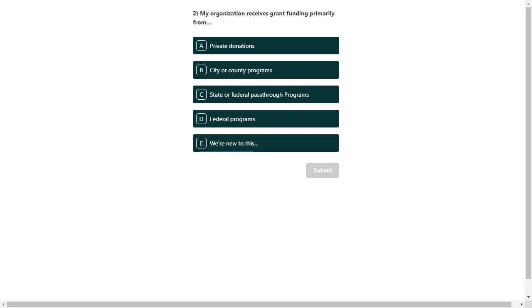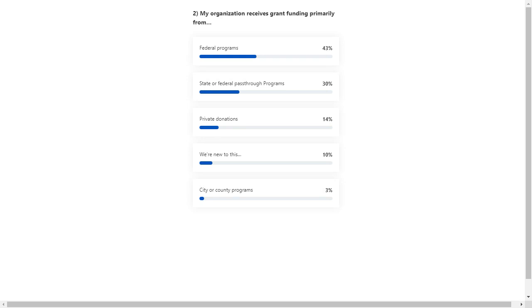All right, here are the results. So it looks like many of you fall in what I like to consider my sweet spot, which is those state and federal pass-through programs or those federal direct programs. I'm a nerd and I love grant compliance and requirements monitoring, so I spend lots of time in that space.